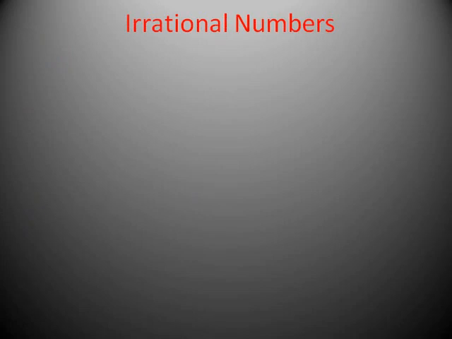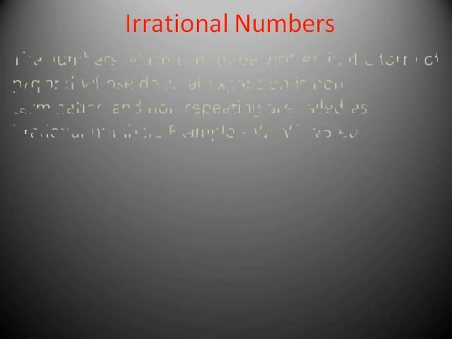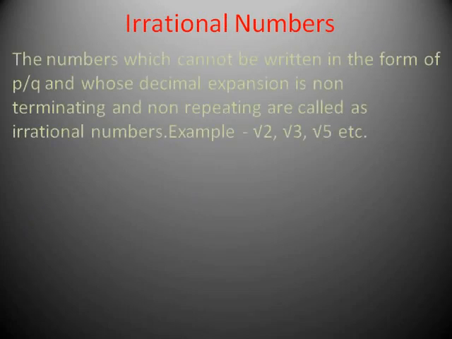Our next topic is irrational numbers. Now let's see the definition of irrational numbers. The numbers which cannot be written in the form of p by q and whose decimal expansion is non-terminating and non-repeating are called irrational numbers. Example: square root of 2, square root of 3, etc.